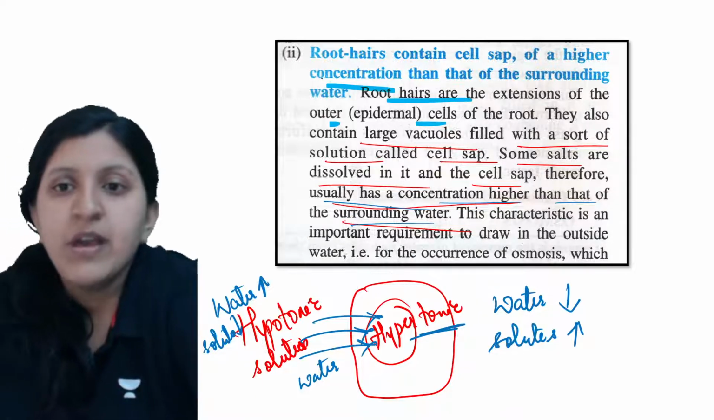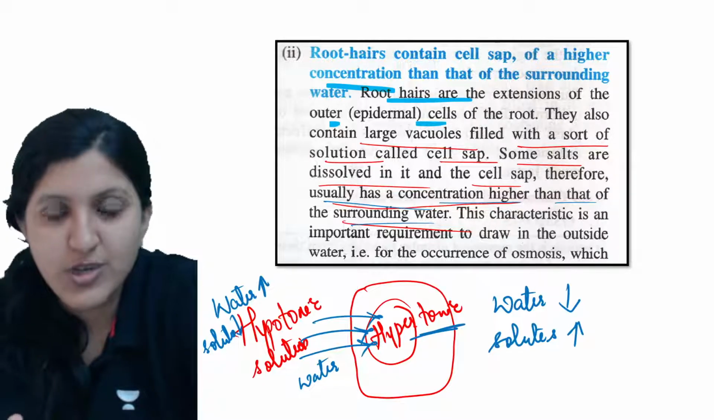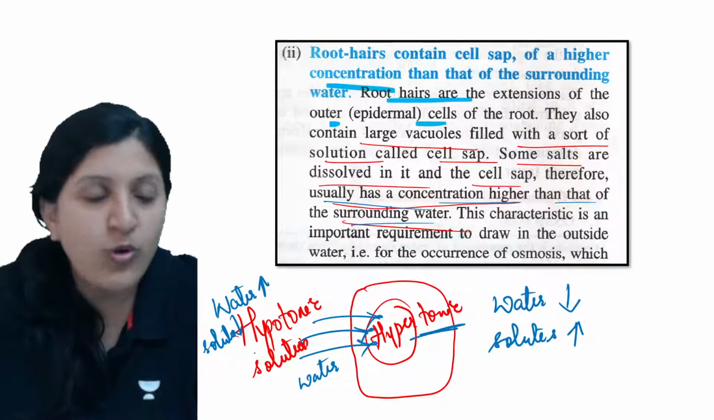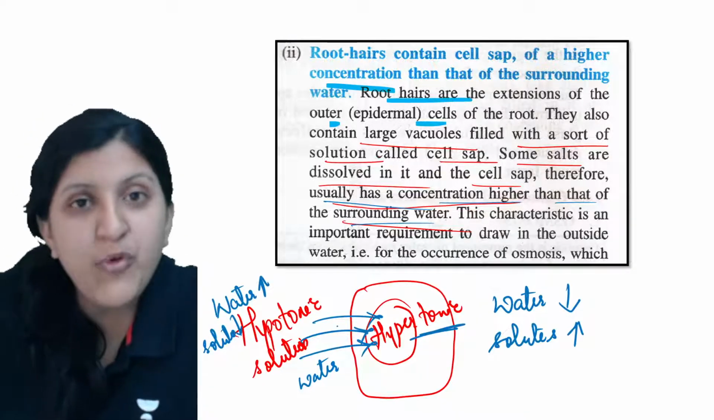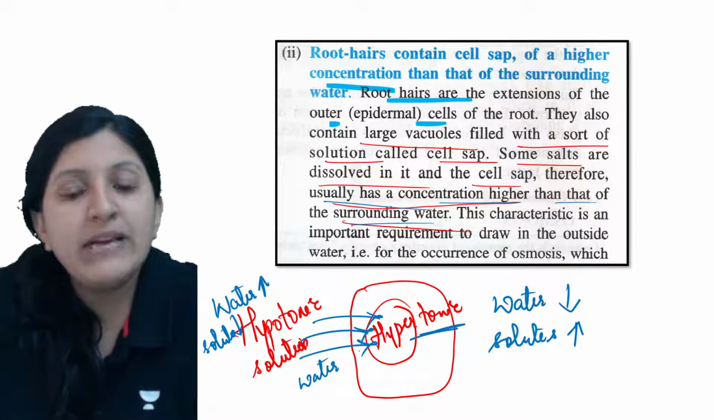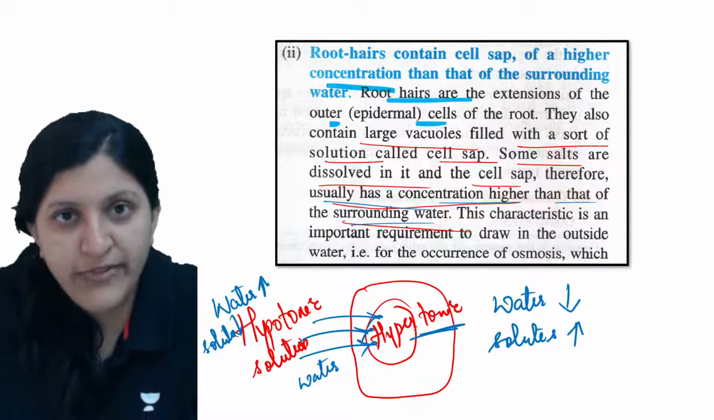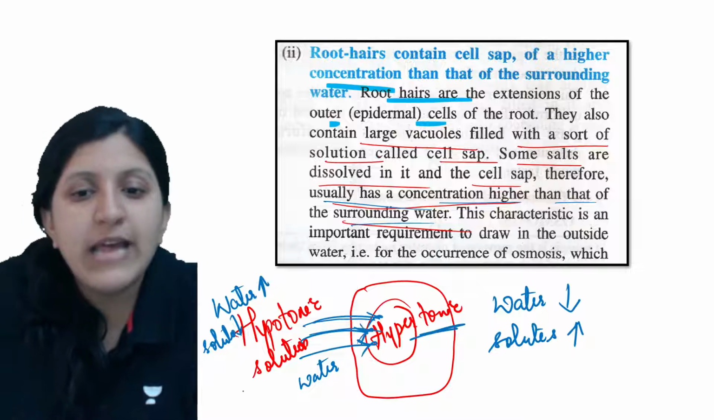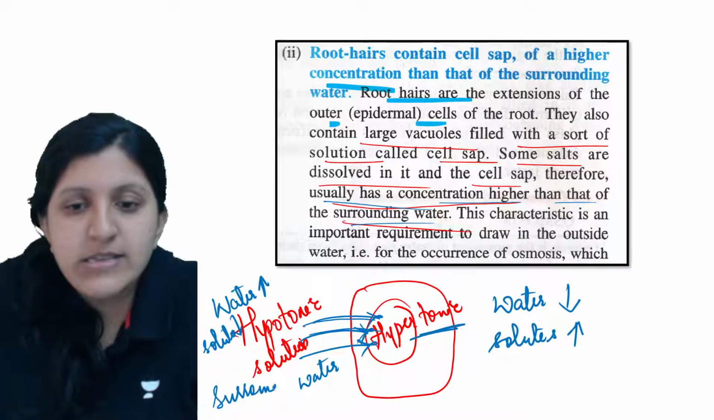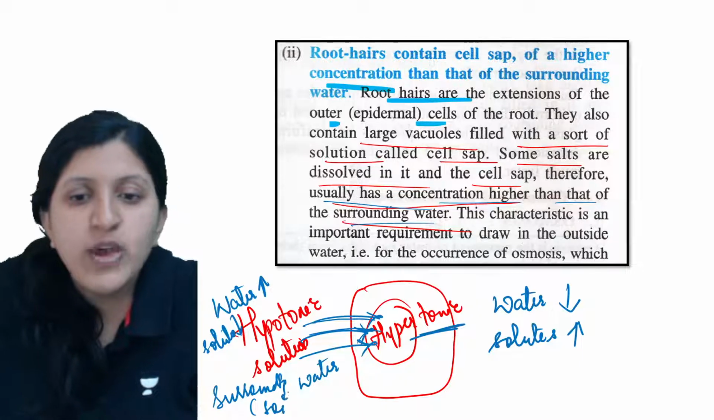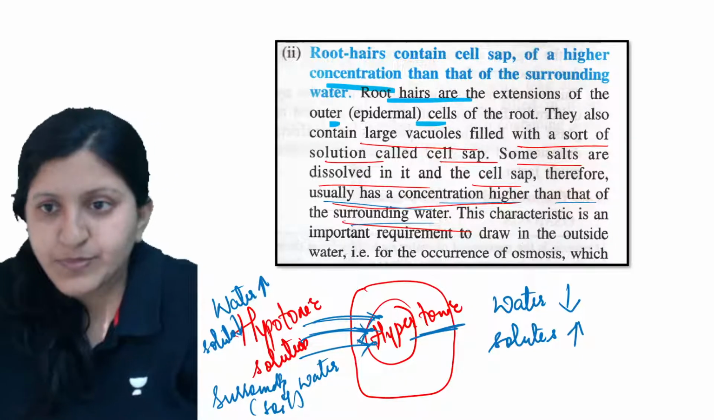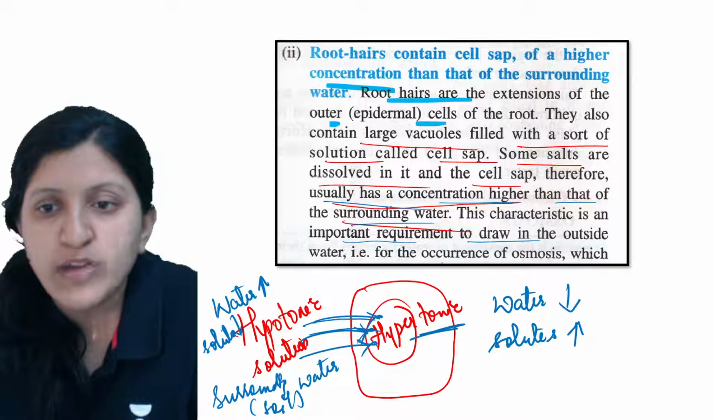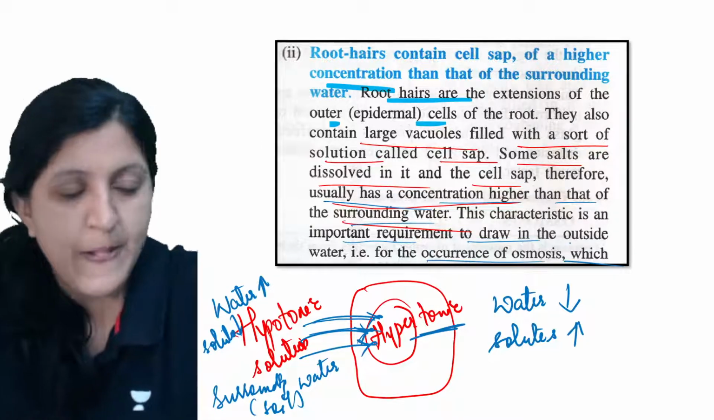The reason is that as the root hair contains a higher concentration of cell sap, water is absorbed. If it were hypotonic inside and the surrounding were hypertonic, there wouldn't be water movement inside. So the hypertonic condition is always maintained by the cell so that water will move from the hypotonic surrounding, that is the soil, and be taken inside. This characteristic is an important requirement to draw in the outside water, that is, for the occurrence of osmosis.